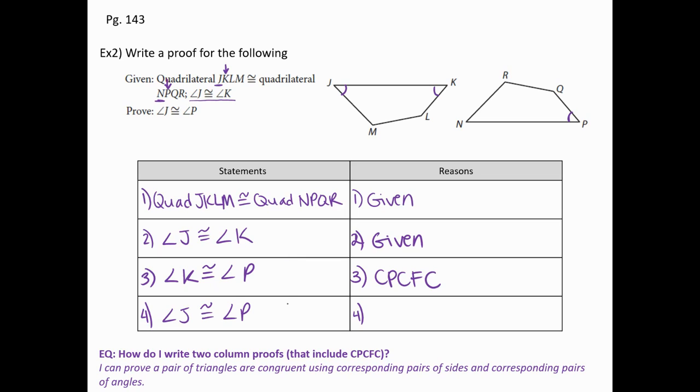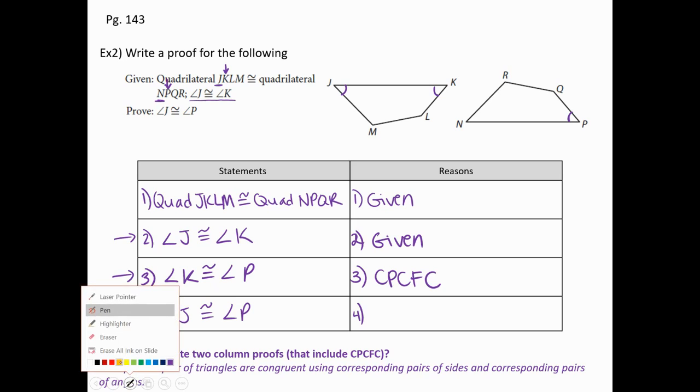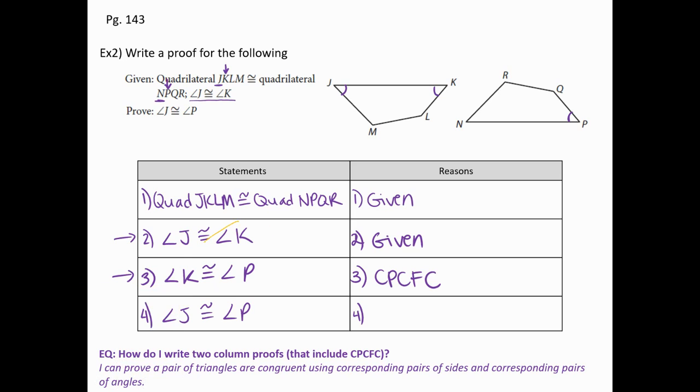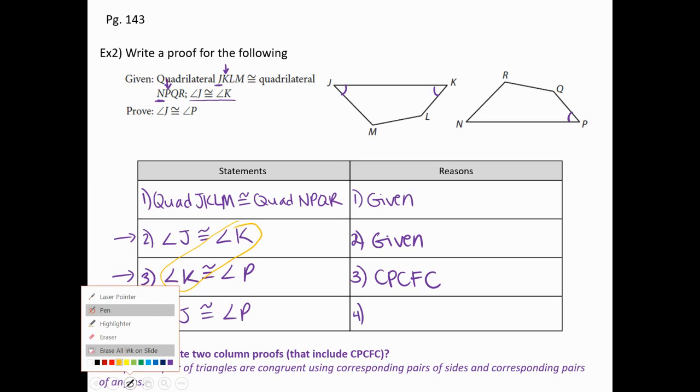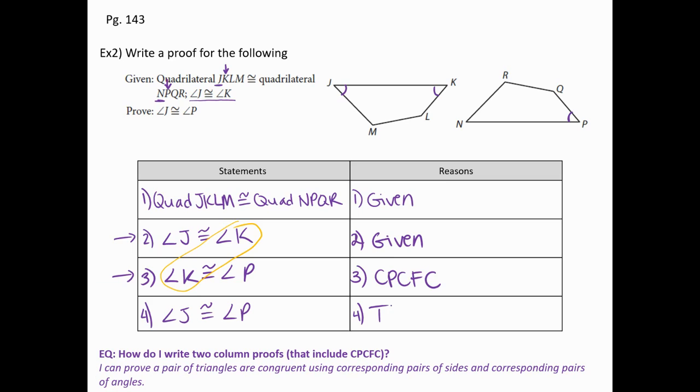Then I have a lot of J's and K's and P's. If I look at statement 2 and statement 3, I have J is congruent to K, and K is congruent to P. So this is that sandwich property. I start with J connects to K connects to P. If I squish the K's together, I end up with J is congruent to P. And we call that the sandwich property, or in math words, the transitive property. So the reason I can say J is congruent to P is by the transitive property. All right, let's try the next one.